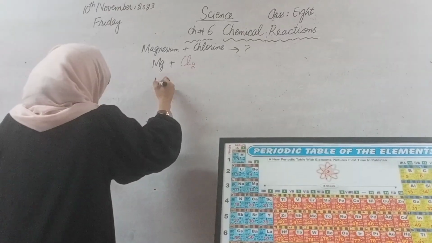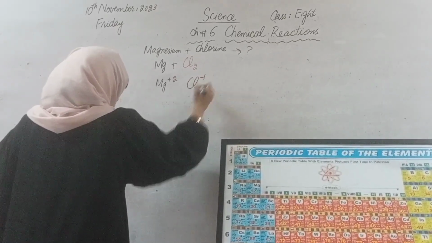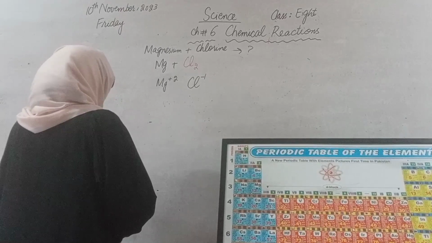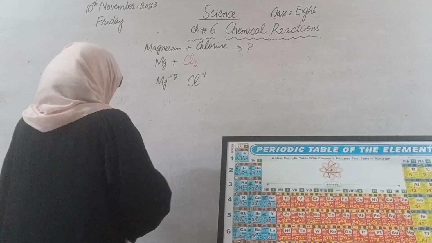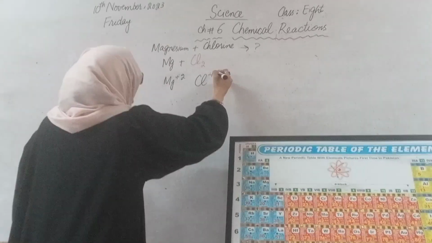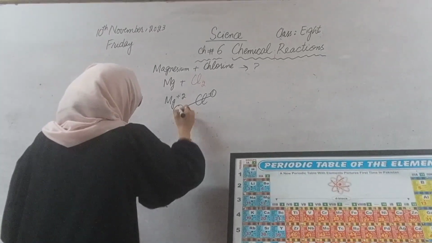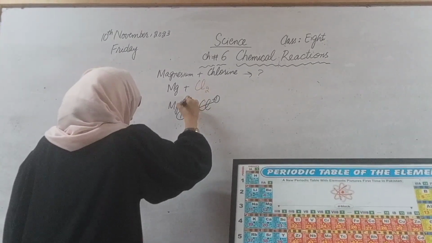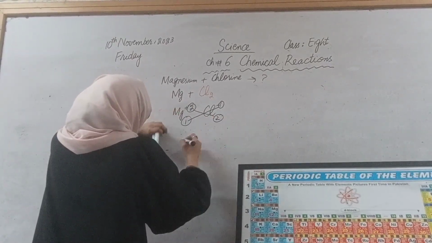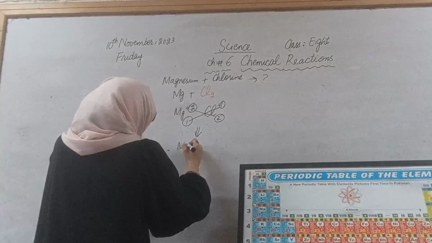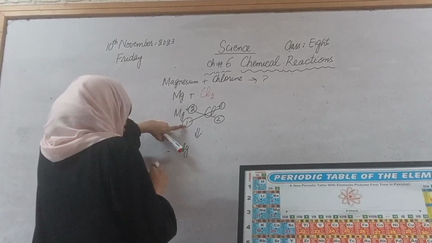Magnesium has charge +2 and chlorine has charge -1. And you know that we cross the opposite signs. The charge number of one will be moved to the bottom of the other, and the second one from magnesium to the chlorine bottom, and then we will get Mg. The one will not be written in the formula, it will just be ignored.